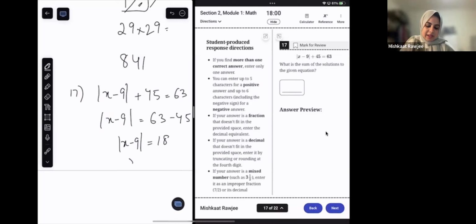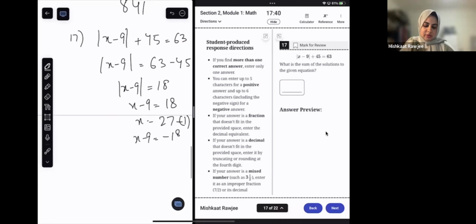So x minus 9 equals 18. That's our first equation, and let's solve for that. So we get x is equal to 18 plus 9 on both sides, that would just be 27. And then there's the second equation. So this is our first equation, and then x minus 9 equals negative 18 is our second equation. So we get x is equal to negative 18 plus 9. That is just negative 9.